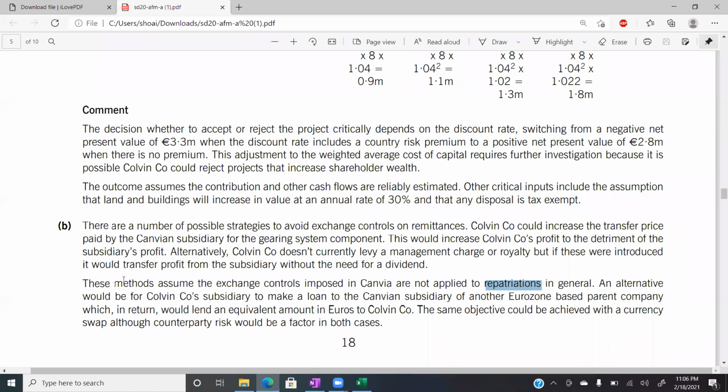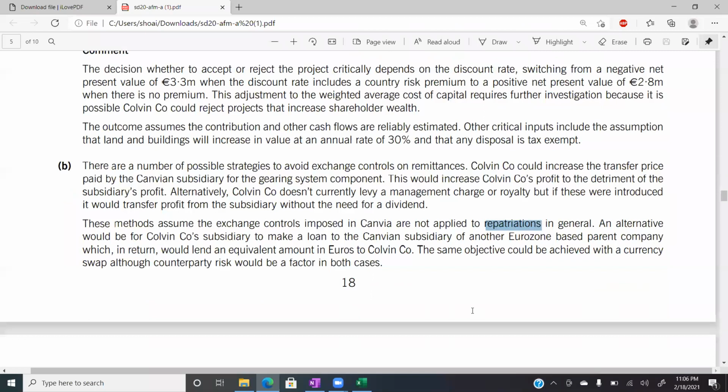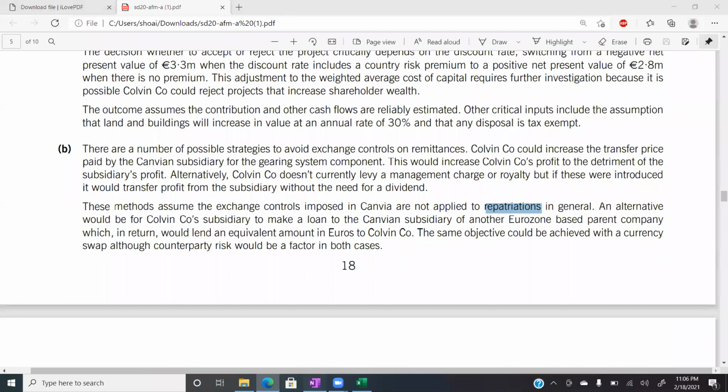Next is an alternative. An alternative would be for Colvin Company's subsidiary to make a loan to the Canvian subsidiary of another Eurozone-based parent company, which in return would lend an equal amount in euros to Colvin Company. The same objective would be achieved with a currency swap, although counterparty risk would be a factor in both cases. So you can also take funds from the subsidiary by arranging a loan there. What the subsidiary will do is give a loan to another subsidiary, and you will arrange funds from that company. Okay, that was the part of B. So let's read the third part.